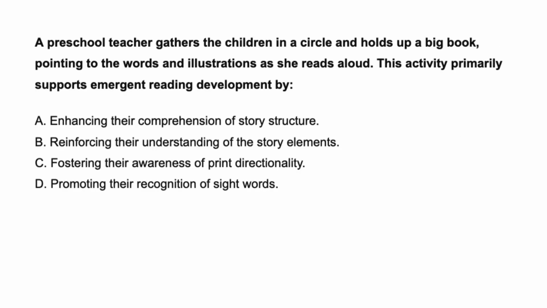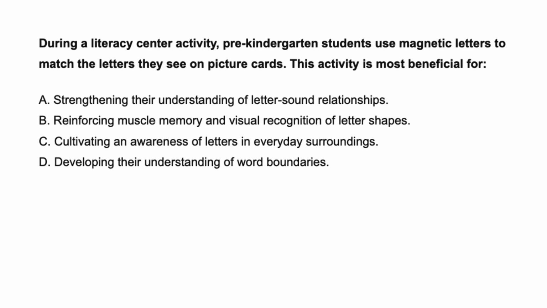A preschool teacher gathers the children in a circle and holds up a big book, pointing to the words and illustrations as she reads aloud. This activity primarily supports emergent reading development by. If you said letter C, you're correct. This helps through the teacher's demonstration of reading left to right. Children learn the directionality of print.